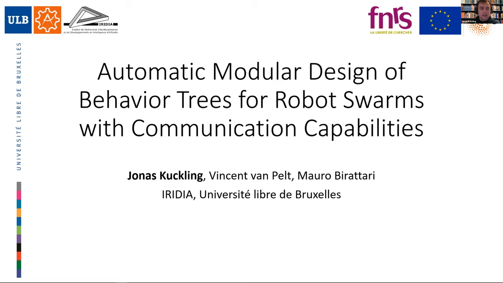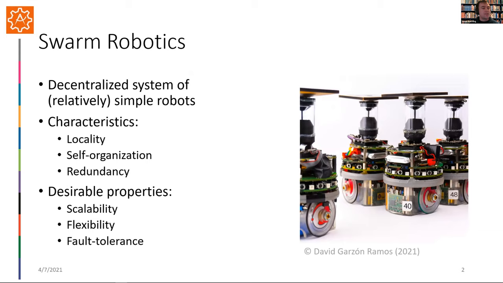So the question is, what is a robot swarm? A robot swarm is usually described as a decentralized system of relatively simple robots that needs to fulfill a certain set of characteristics. One of these characteristics is locality. So the robots can only sense and interact with the environment in their direct neighborhood. They have no access to global information and they do not have access to information outside of the sensor range. Then swarms are self-organized.